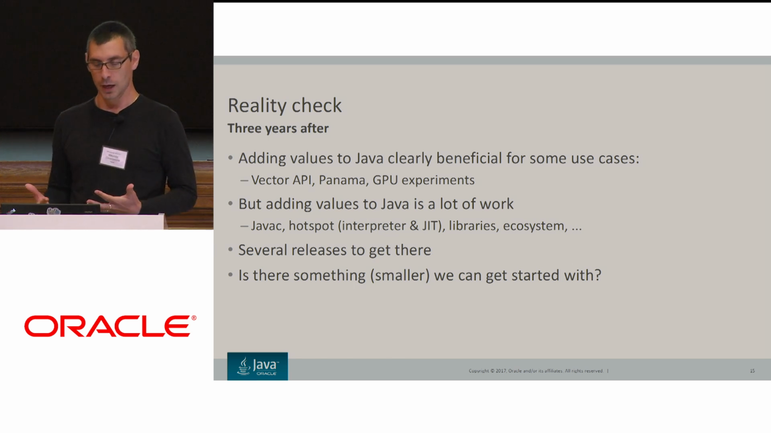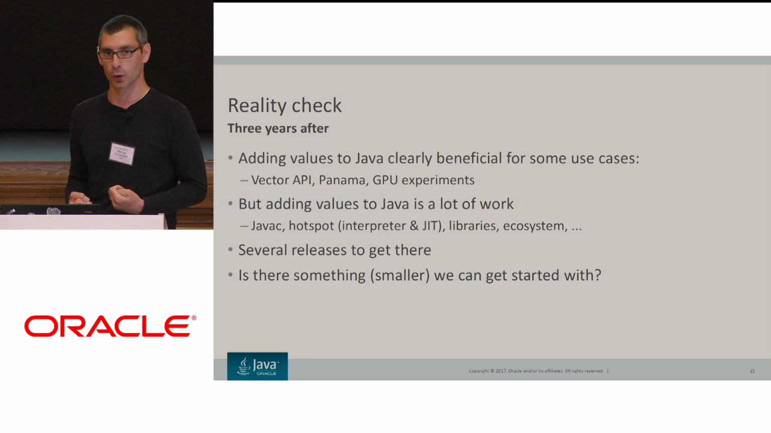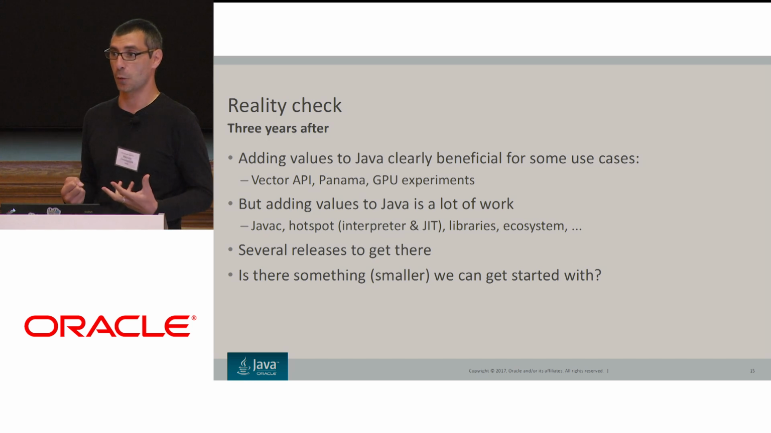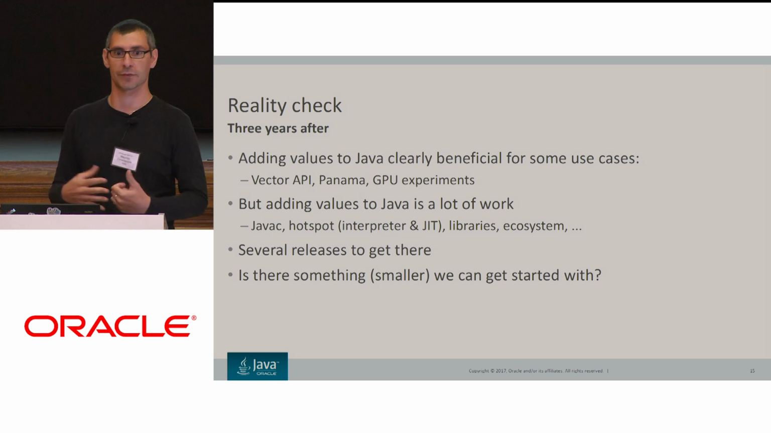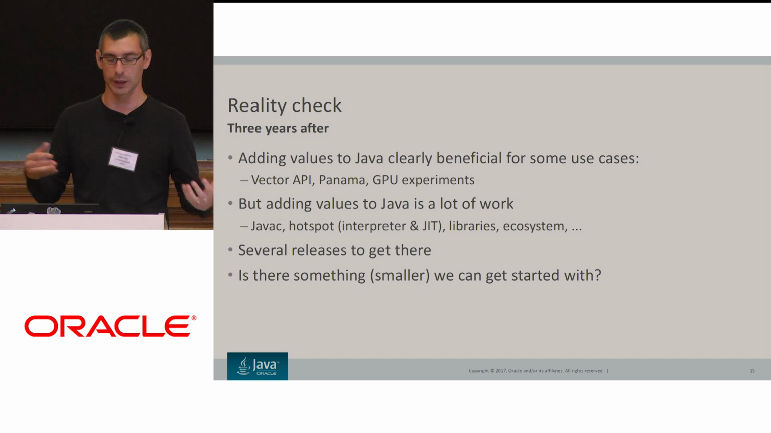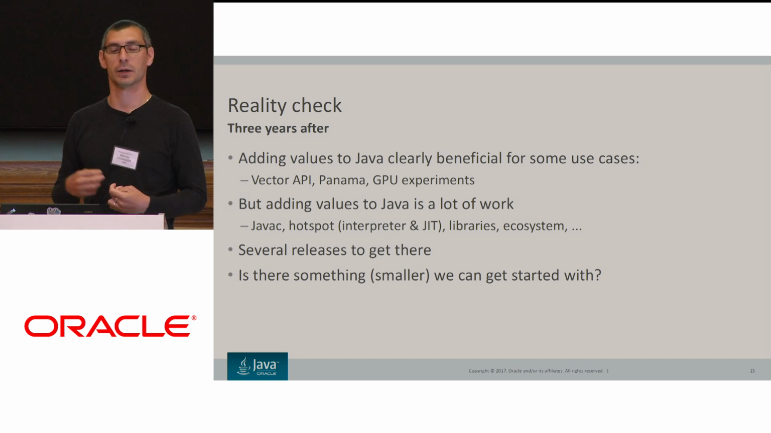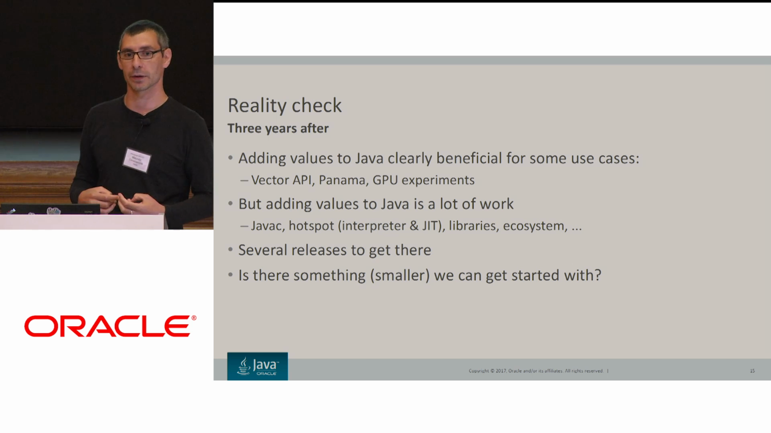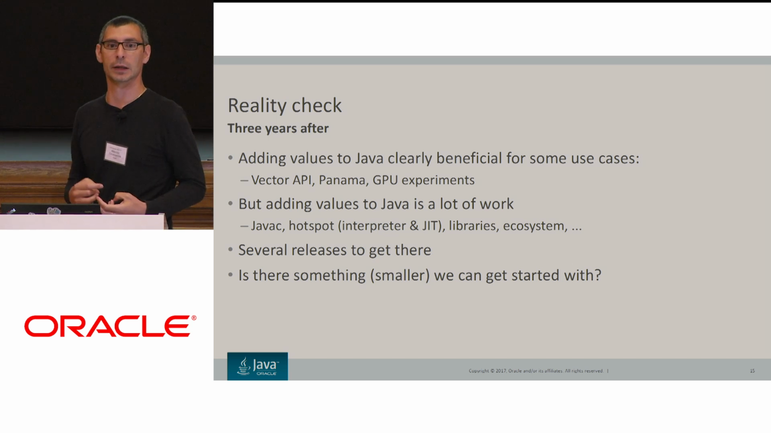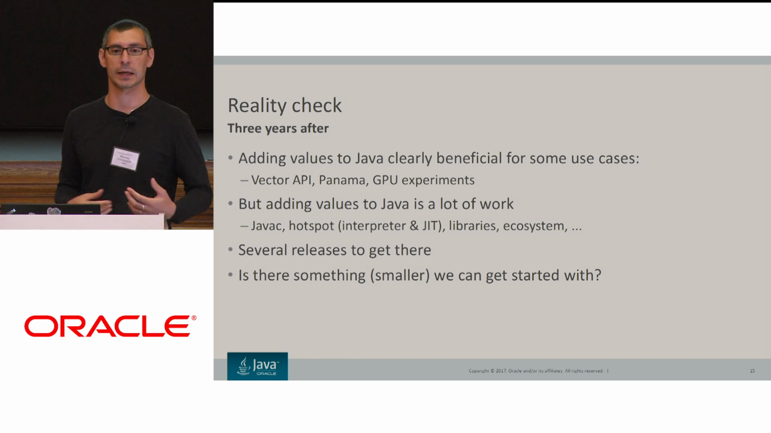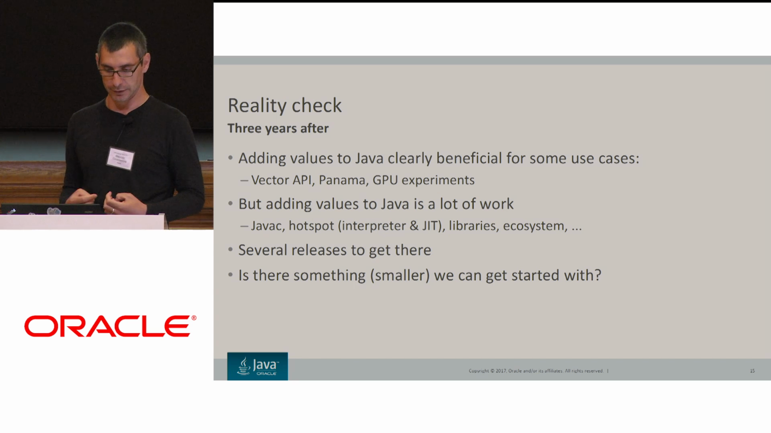On the other hand, though, adding value types to Java is a lot of work. It basically requires a complete redesign of the platform, from the compiler to the HotSpot runtime, compiler optimization, ecosystem, bytecode libraries, and even the programming model in a way. So the programmers will have to think in a different way to a certain extent. So it will realistically take several releases for us to get there.